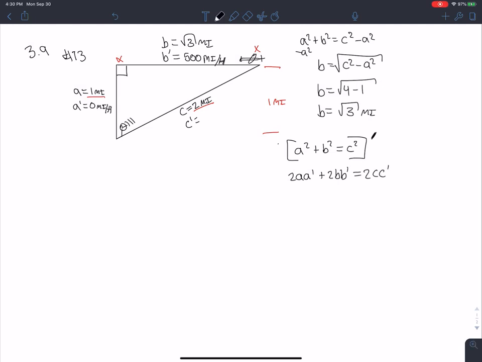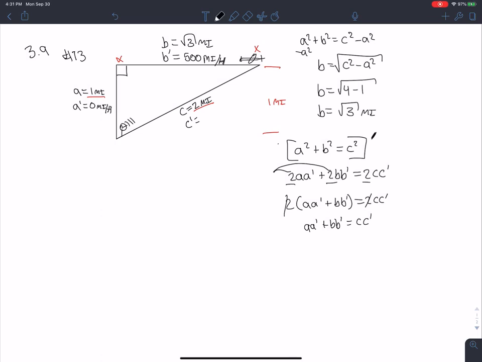And since we have 2's everywhere throughout this problem, and these factor out, we have 2 on both sides, exactly like this. Now the 2's will cancel, and we'll be left with a prime plus b prime equals c prime.